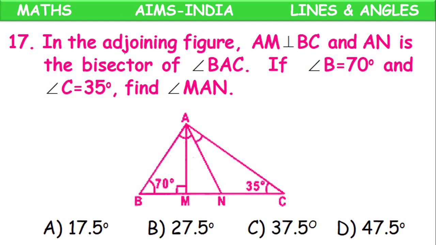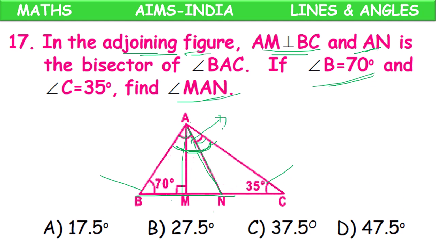Next, children. In the adjoining figure, AM is perpendicular to BC, and AN is the bisector of angle BAC. This part equals this part, because AN is the bisector. Angle B is 70 degrees, and angle C is 35 degrees, they have given. Find MAN. Only this part, how much? MAN part, how much?